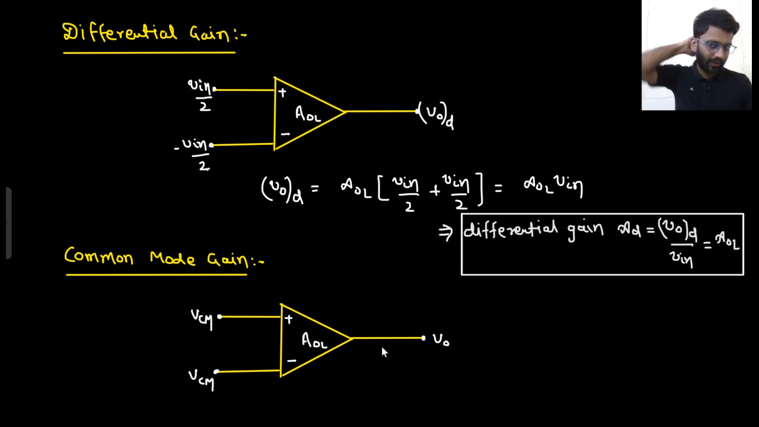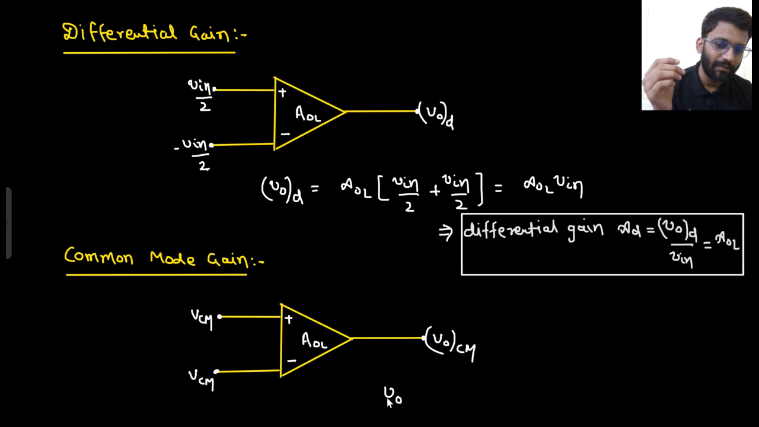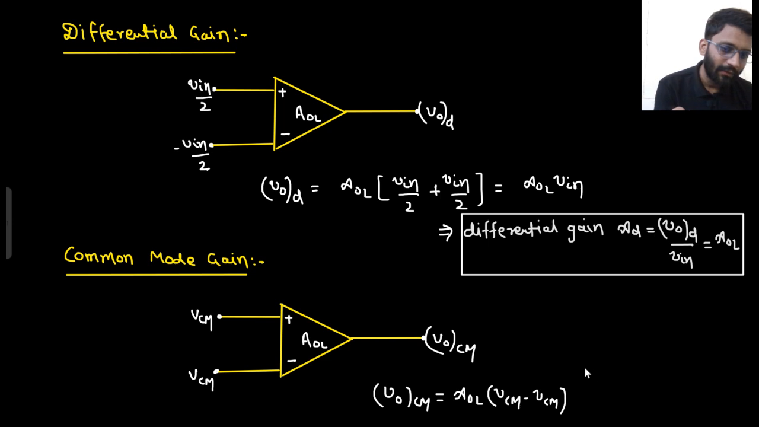And what about common mode gain? What do you think should be your common mode output in this case? V naught CM is equal to AOL VCM minus VCM. What do you get from here? Your common mode output is 0.